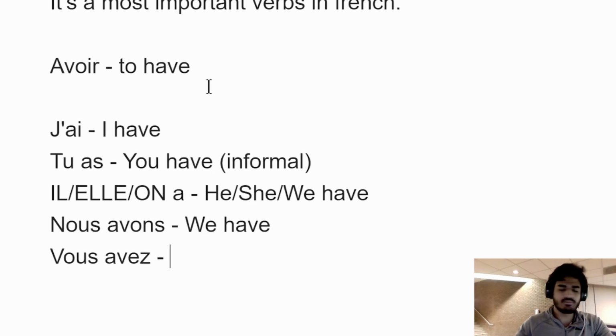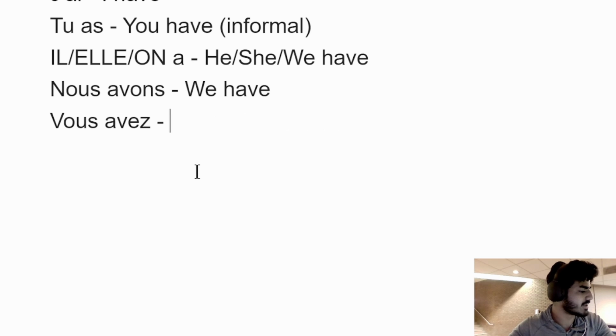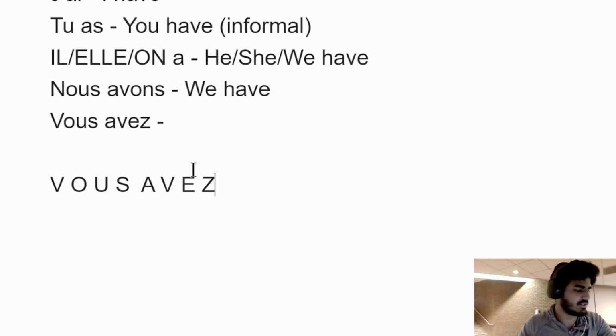The reason why this is vous avez is because let's write the spelling of vous. V O U S. And then avez is A V E Z. S is coming in between two vowels, right? So whenever you see the letter S coming between two vowels, we will pronounce it as Z. It is going to be a liaison. So it becomes vous avez.